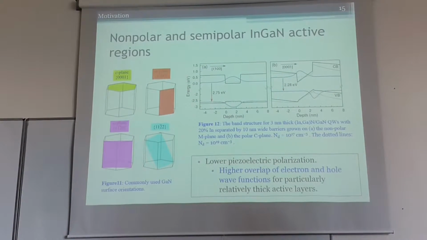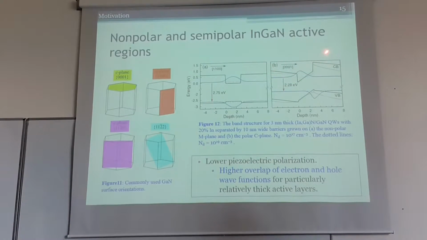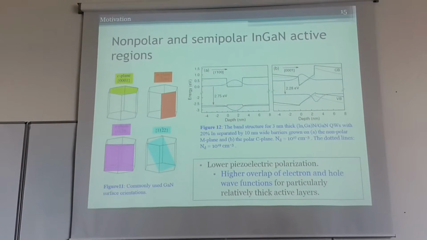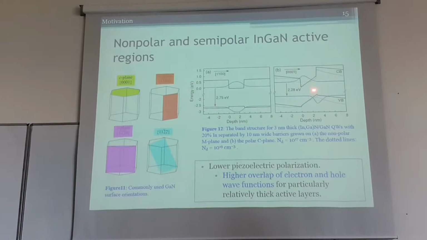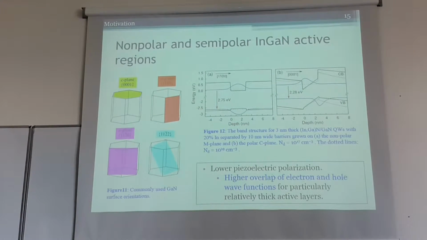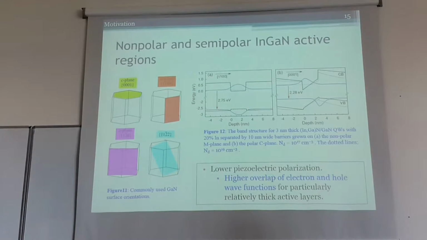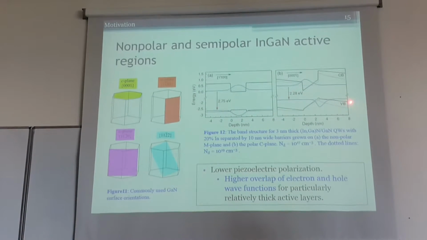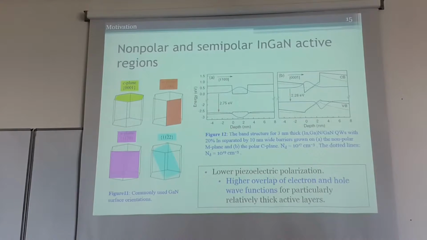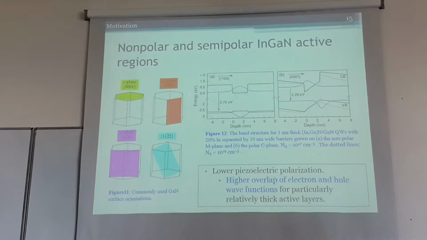As I told you, there's a polarization in polar directions, which is bending the energy bands. Here it is shown. This is reducing the electron and hole wave function overlap. As you see here, this is the electron wave function in the conduction band, and this is the hole wave function in the valence band. The efficiency of radiative recombination decreases since these carriers are not seeing each other.